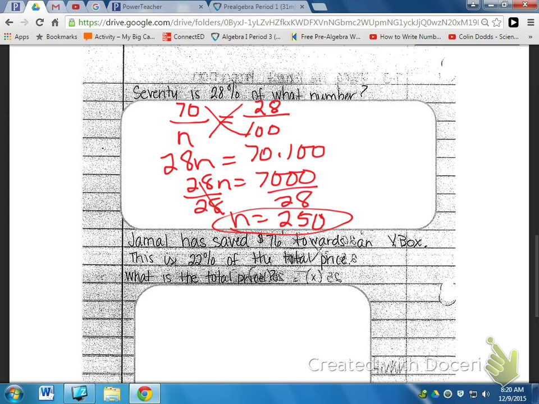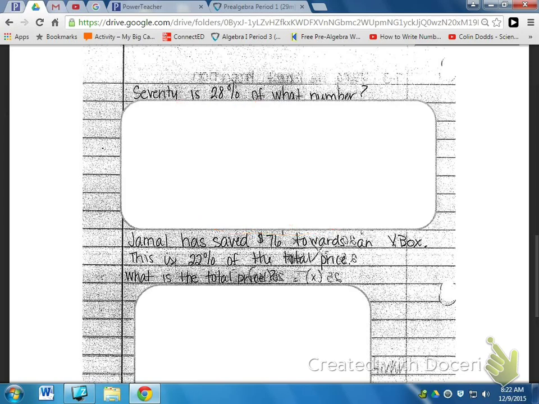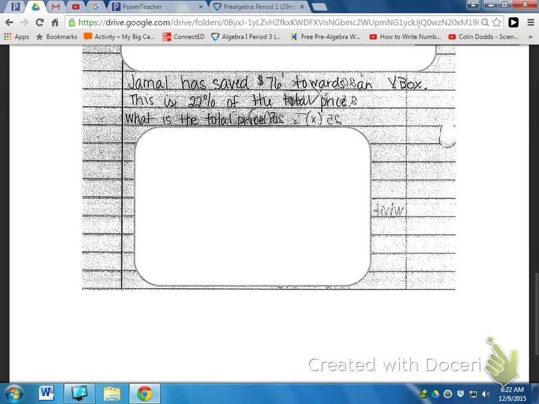All right, so we've got one more. Now, this one looks like it might actually be a story problem. Let's see what happens here. Jamal has saved $76 toward an Xbox. This is 22% of the total price. What is the total price? So you're going to set this up, fraction bar, equal sign, fraction bar, 100 on the bottom right, just like the others. But let's see where the things have to go.